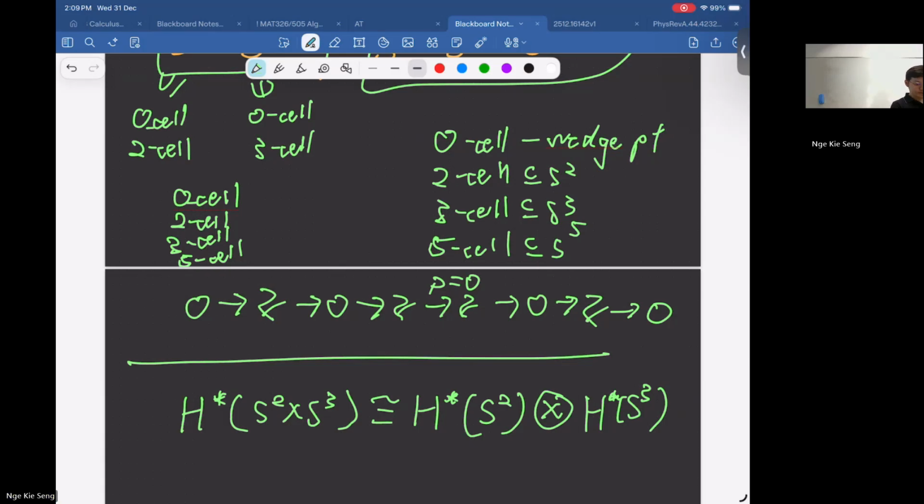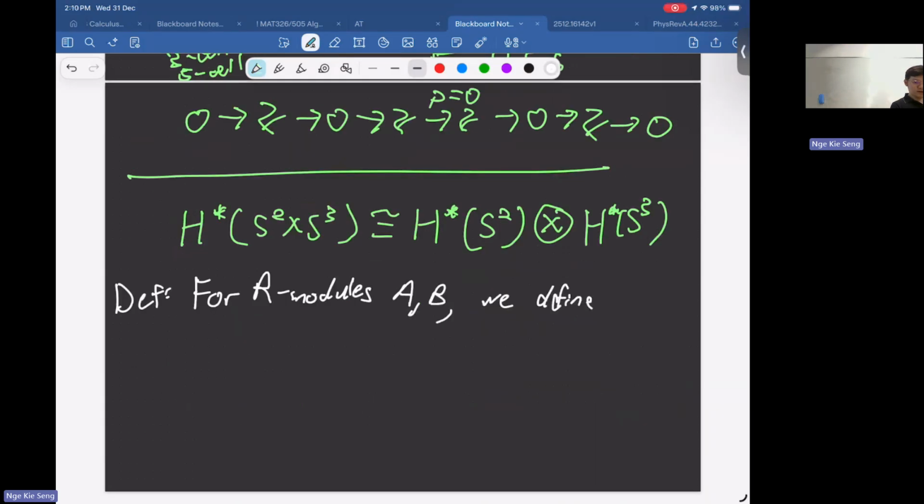For R-modules A and B, we will define A tensor B to be, let me see, I should actually write it like this: A cross B, quotient by some relations. What's the relation we want to quotient by here?